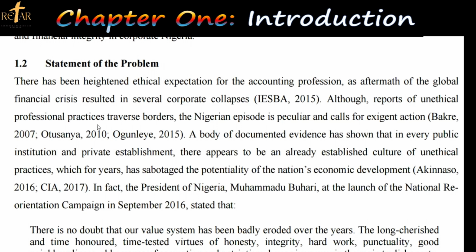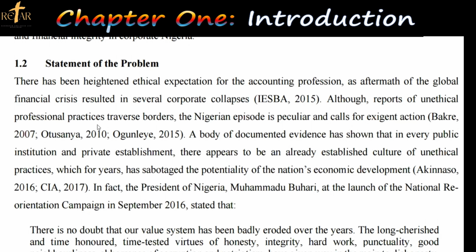There appears to be an already established culture of unethical practices, which for years has sabotaged the potentiality of the nation's economic development. So you could see that if you read this paragraph, you know what the problem is. It is clear. And in identifying this problem, it is not coming just from the head. You have used other people's own expression of this problem to build and present the problem that you have identified in your study. So the first thing to do is to identify the problem. When your reader reads the first paragraph, they should be able to clearly identify what the problem is. It's not that they have to read till the end before they know what this student is talking about.